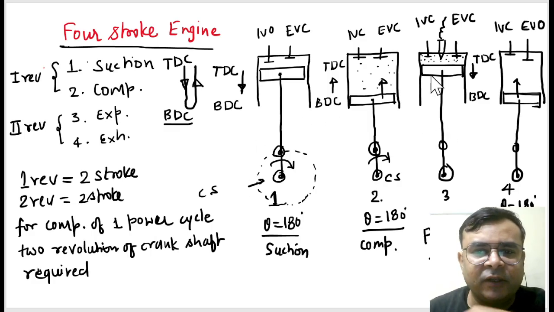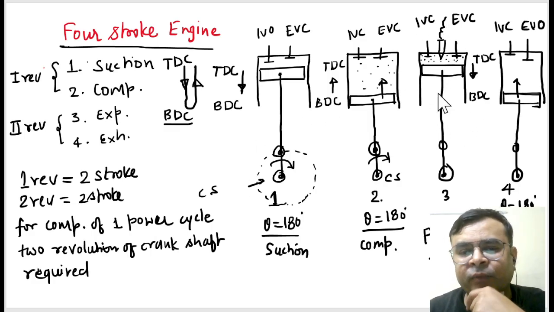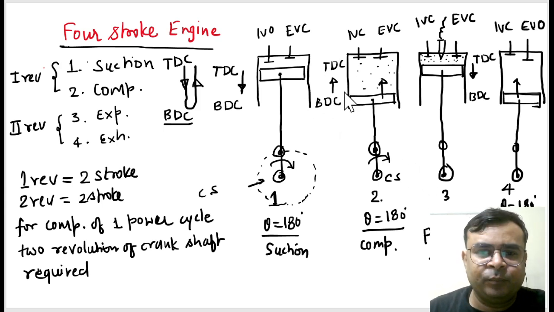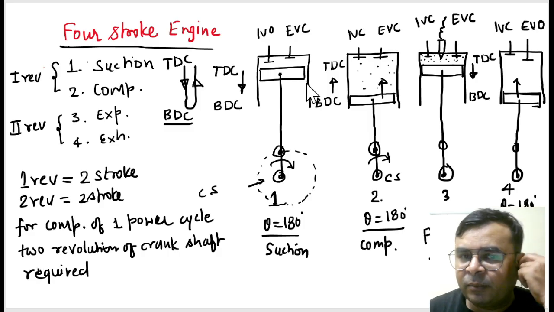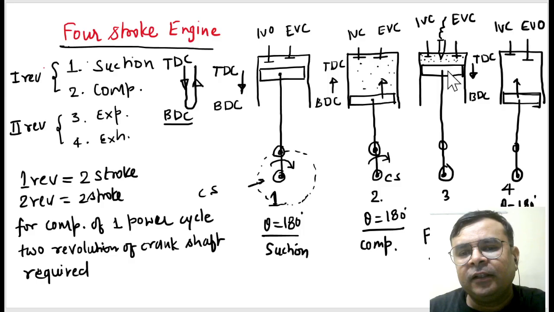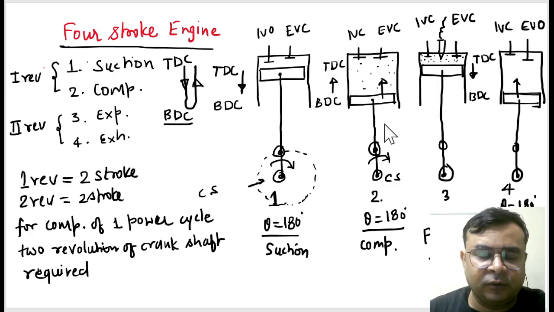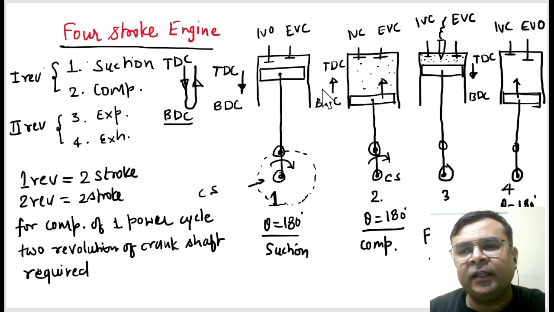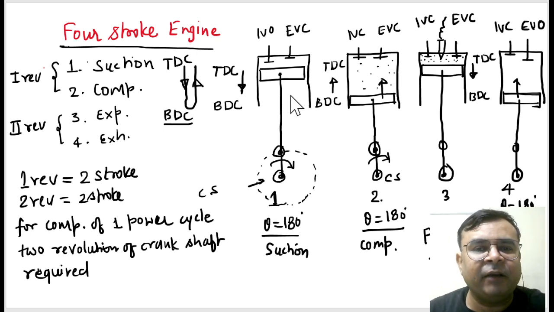Now the question is, since you get power only in the third stroke, that is the power stroke, how does this engine receive power for operating in the remaining three strokes? The answer is this: along with this engine, we always provide a flywheel, and its purpose is to store energy when power is produced during the power stroke. Is that right? And that energy is further utilized for running this piston cylinder arrangement in the remaining three strokes. Is it right? So remember, in a four stroke engine we need a heavy flywheel.